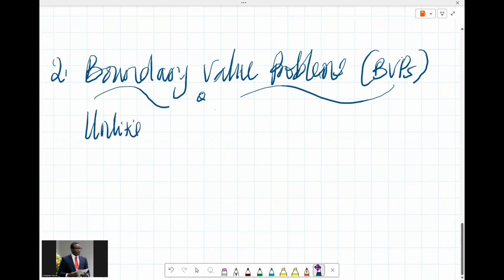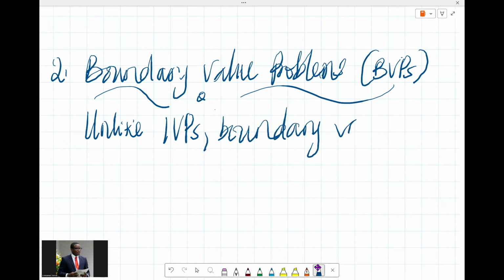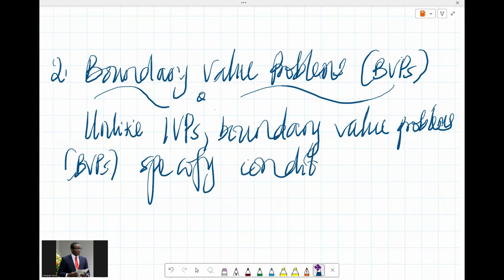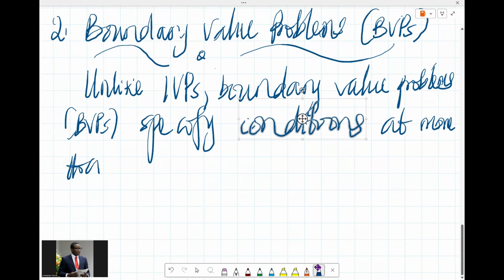Unlike IVPs, that's initial value problems, boundary value problems, that's BVPs, specify conditions at more than one point.